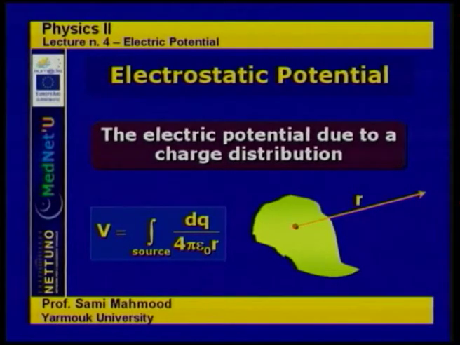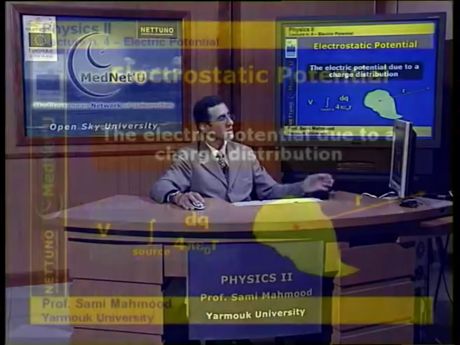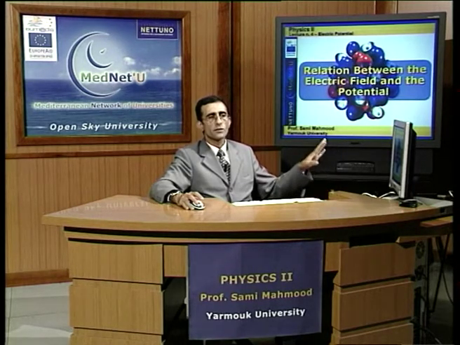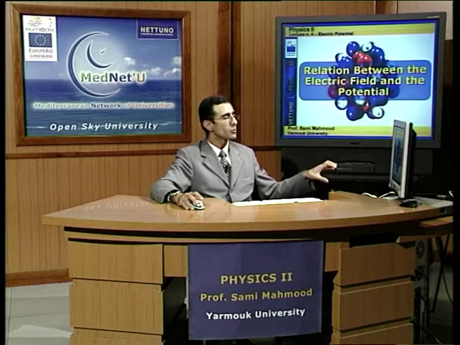And this looks like, if this is the body of an arbitrary shape, we can dissect it, or divide it into small elements, each one of them carrying a charge dq going to 0, and R is the distance between that dq and the point of interest where we are calculating the potential. And the potential is simply the summation or the integral over the charge distribution, over the source. And that was the relation between the potential and the charge distribution.